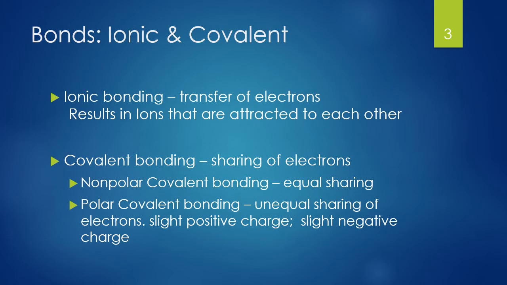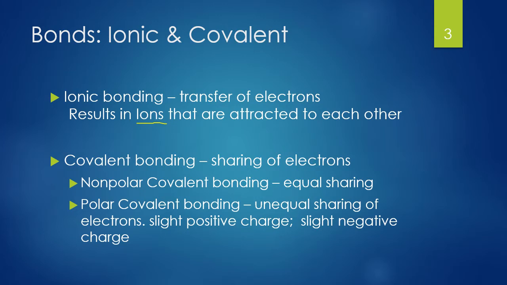The two types of bonds we're going to talk about in this chapter are ionic bonds and covalent bonds. Ionic bonds are when electrons are being transferred, and we looked at this in chapter 2. When a neutral element either gains or loses an electron, you get an ion. So ionic bonds result when the ions themselves are attracted to each other.